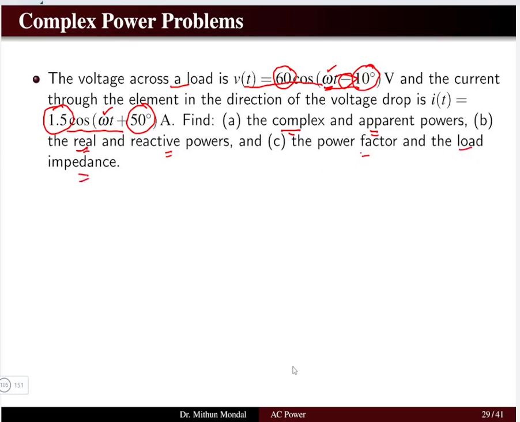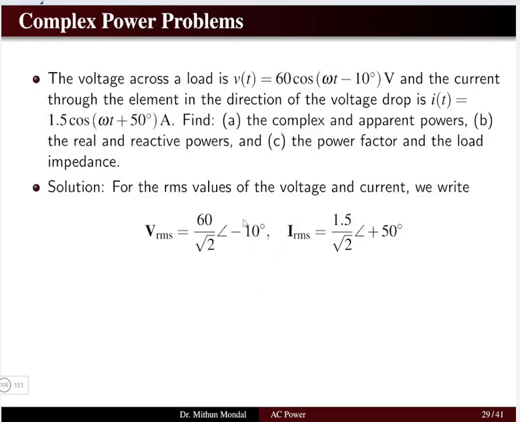Now see, here we are not given any resistance or reactance of the load. That is the reason that at the last we are supposed to calculate the impedance of the load. The only information given is that if there is a load Z, then the voltage across it is given and the current passed through it is given. We have to compute all the powers, the power factor and the load impedance.